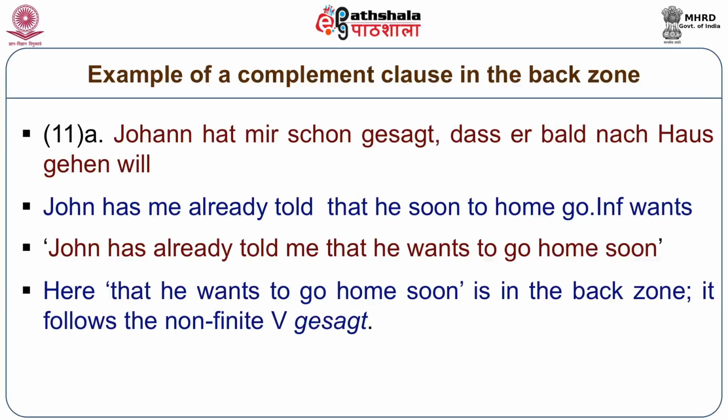Here you can see that the back zone is occupied by the subordinate clause that he soon to home go wants, which means that he wants to go home soon. It appears after the second goalpost, which is the non-finite verb gesagt, told. Notice that if you try to take the third zone material and put it in the second zone, you get string number 11b, which is ungrammatical in German.